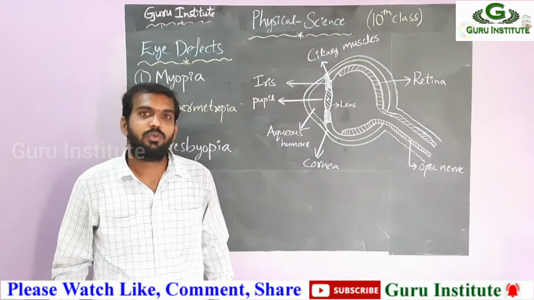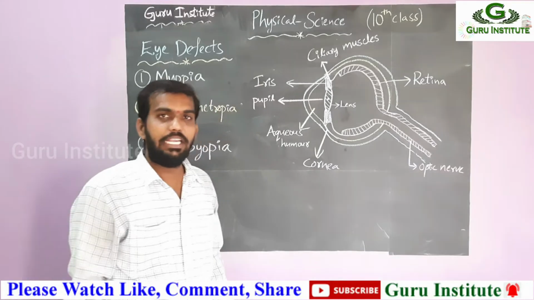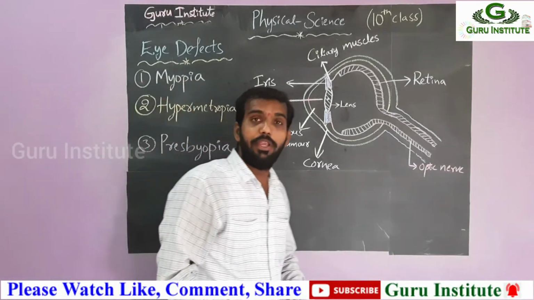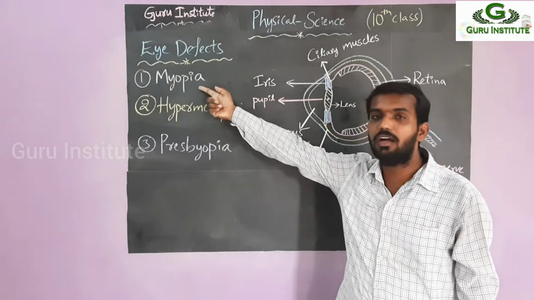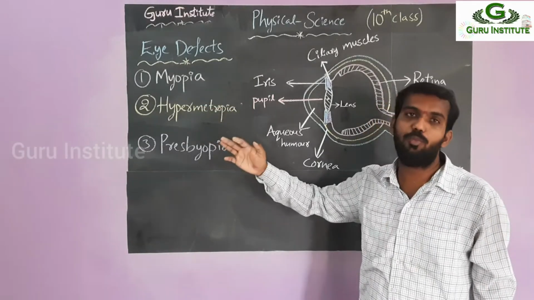Good morning children, today we are going to see the eye defects. Coming to the topic, how many eye defects do we have? Three eye defects are there: myopia, hypermetropia, presbyopia.